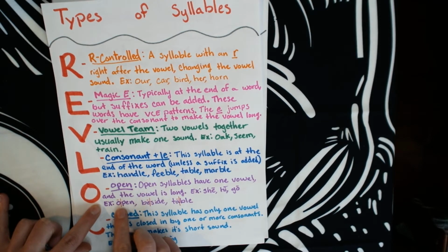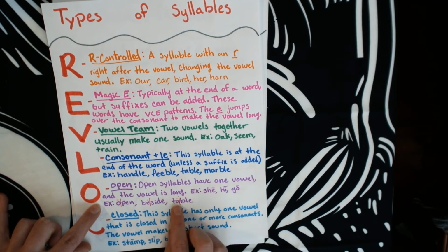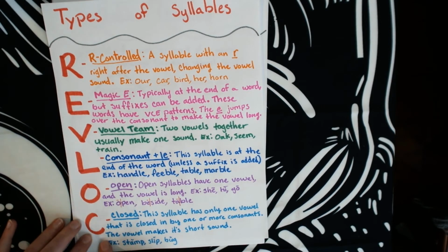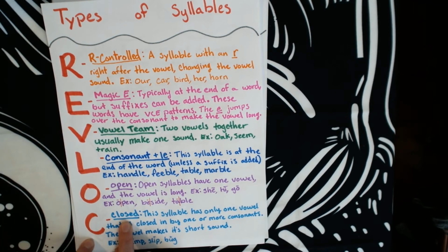There is no other consonant to close the door, so it's making its long sound. Open. B-side, table. Whenever you have a vowel as the last letter in a syllable, it is open and long, saying its long sound.